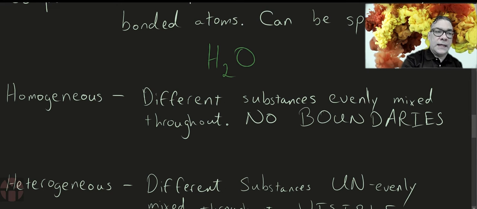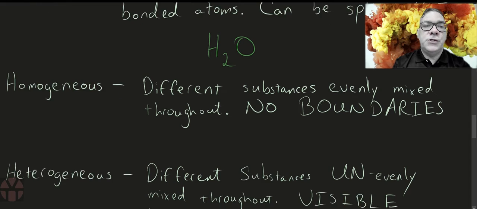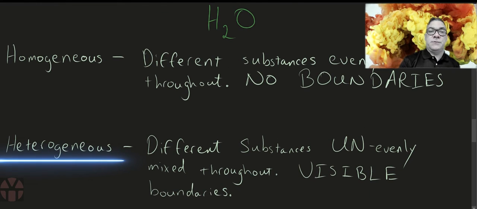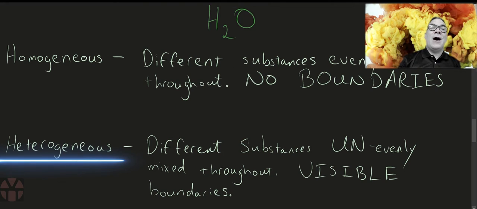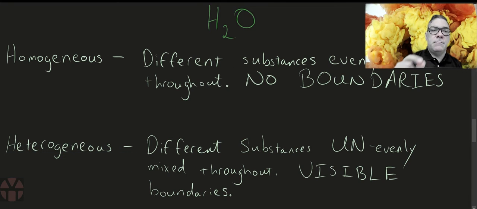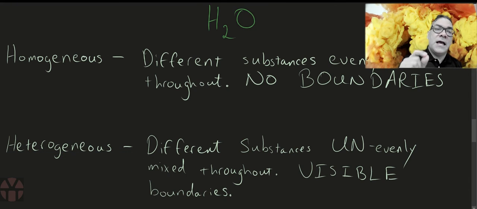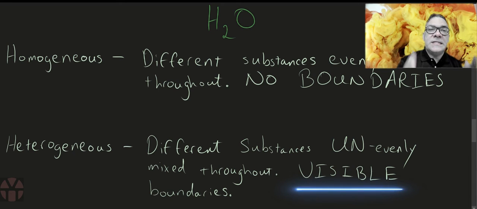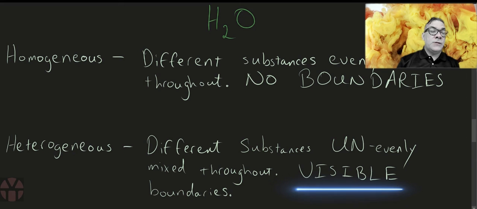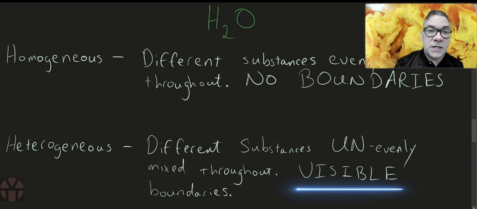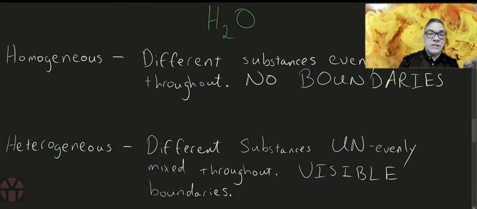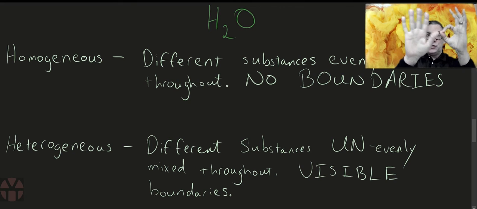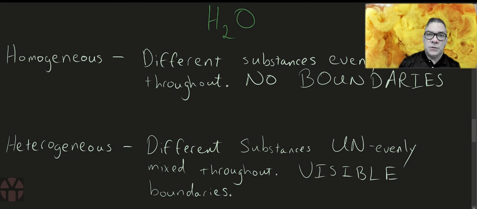And then finally, we're going to talk about our heterogeneous mixtures. In a heterogeneous mixture, we have two pure substances that are now unevenly mixed throughout. And I say unevenly because what will occur in a heterogeneous mixture is that you will see a boundary. So think of something like a pepperoni pizza. You can see where the cheese is and where the pepperoni is. So if this is my pepperoni here and this is all my cheese here, I can see a boundary between the two of them.